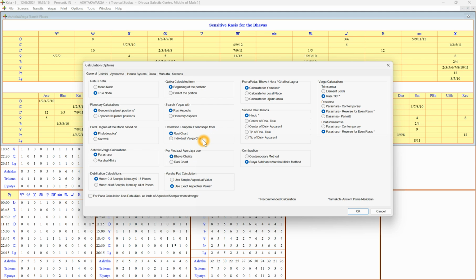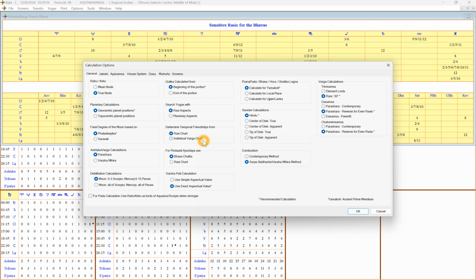I used to do that until I translated Parashara from the Sanskrit. And he says those that are in the 2nd, 3rd, 4th, 10th, 11th, or 12th from the planet at the time is a friend. He didn't say in the chart. He says at the time.